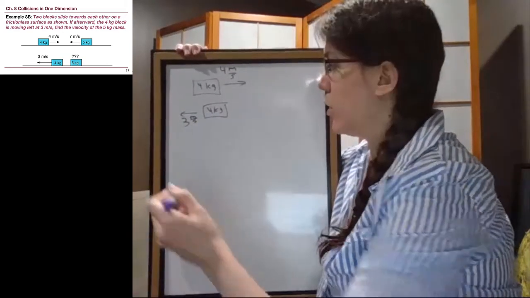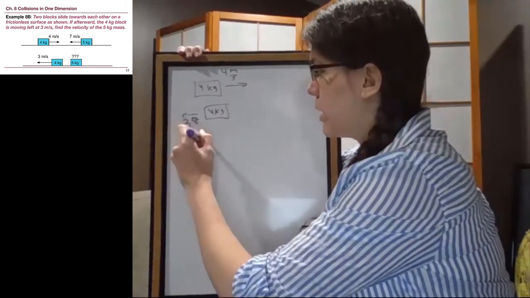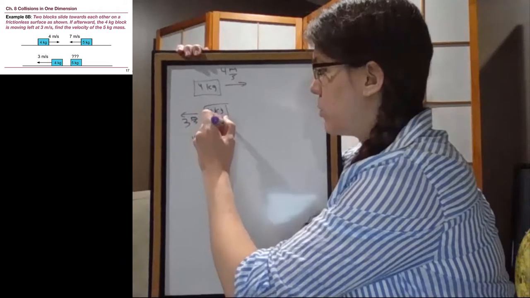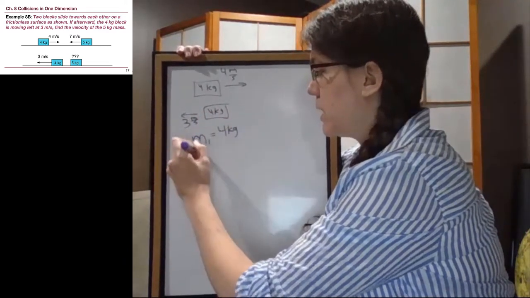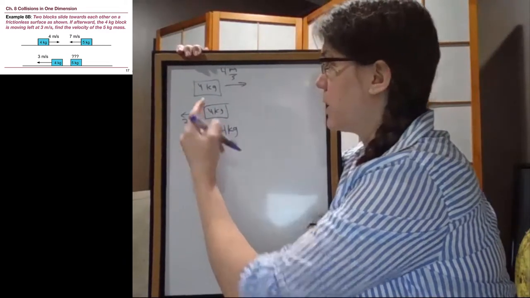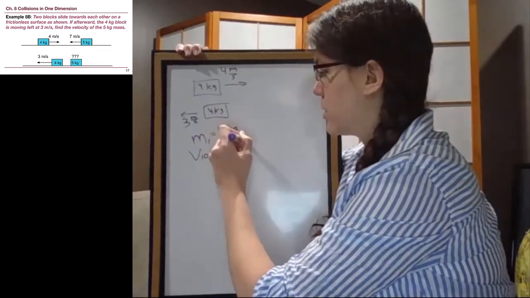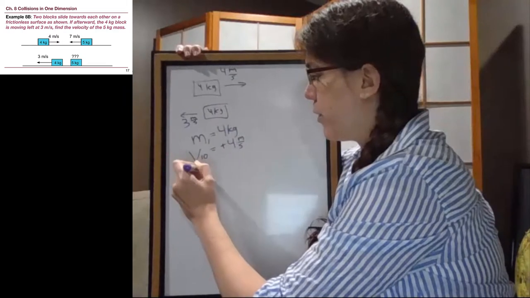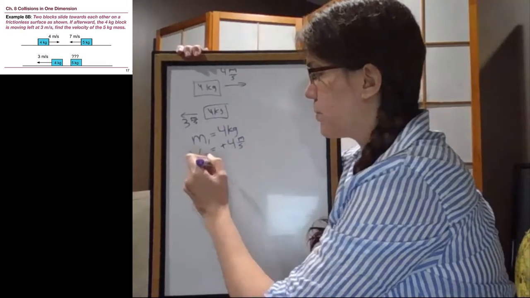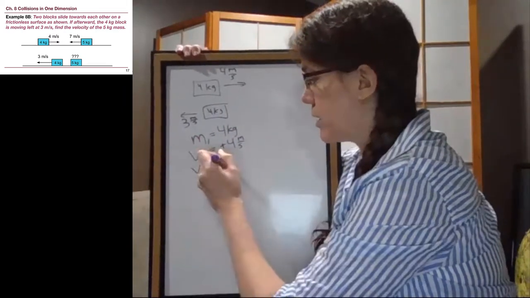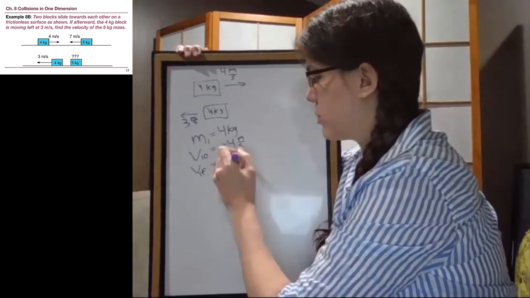Okay, now that mass we can call mass one. So mass one is 4 kilograms. The initial velocity for mass one is to the right, positive 4 meters per second. And the final velocity for mass one, we know what it is. It's to the left, negative 3 meters per second.